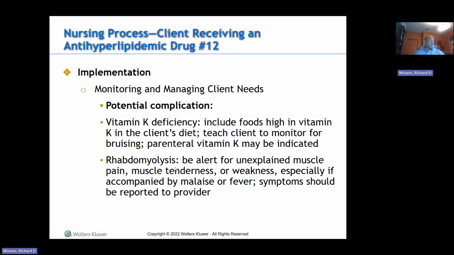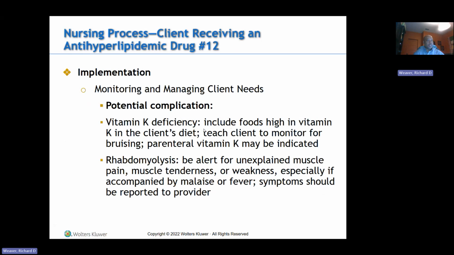That's a question. Potential complications: vitamin K deficiency. So include foods high in vitamin K in the client's diet, and teach the client to monitor for bruising. Parenteral vitamin K may also be indicated. They may have to give vitamin K as an injection because antihyperlipidemic drugs cause a deficiency in vitamin K, which is required for stopping bleeding.